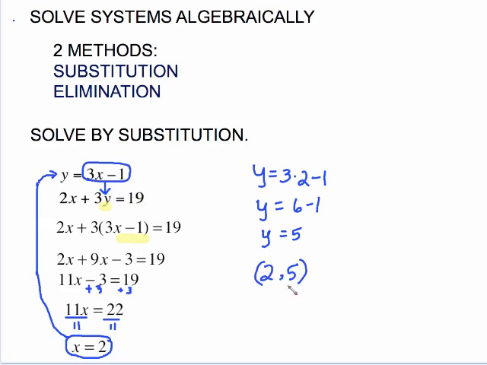Now to check this, since I used this equation to figure out y, I'm going to use this equation as my check. I'm going to plug 2 in for x and plug 5 in for y. And that's this right here. This was my x, this was my y. 2 times 2 is 4, 3 times 5 is 15, add that up is 19, it checks. So the point of intersection really is 2 comma 5.